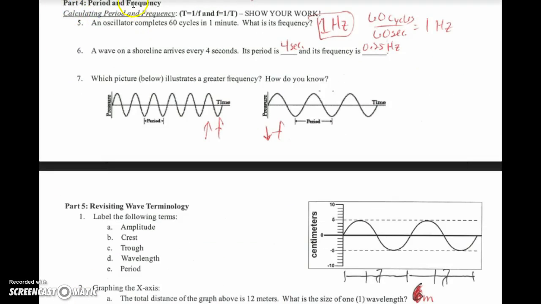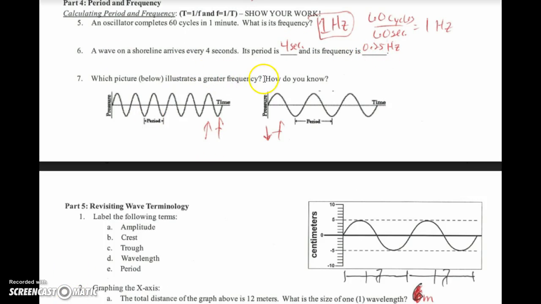So here I'm looking at part 4, period and frequency. An oscillator completes 60 cycles in a minute. What's its frequency? Well, I know that 60 cycles in 60 seconds is 1 hertz, so the answer is 1 hertz. You need to know how many seconds are in a minute. A wave on a shore arrives every 4 seconds. Its period is 4 seconds, and its frequency is 0.25 hertz.